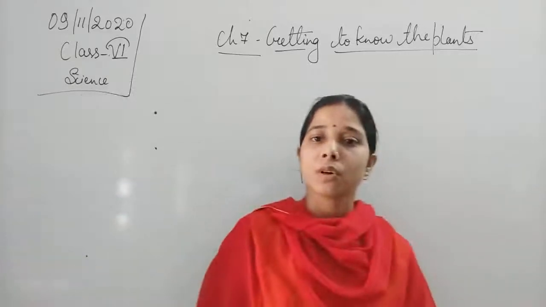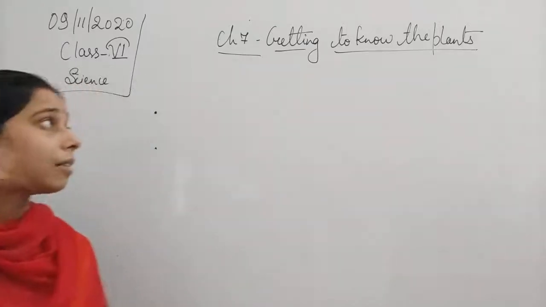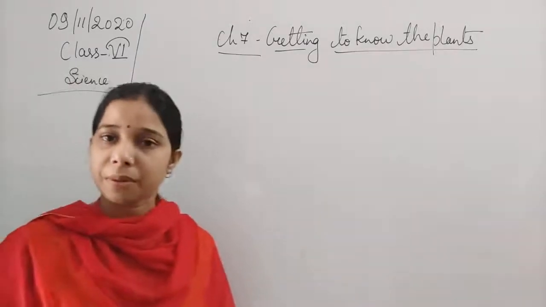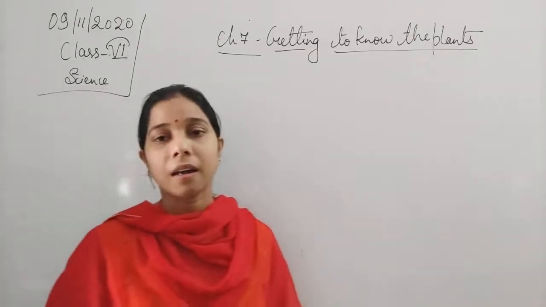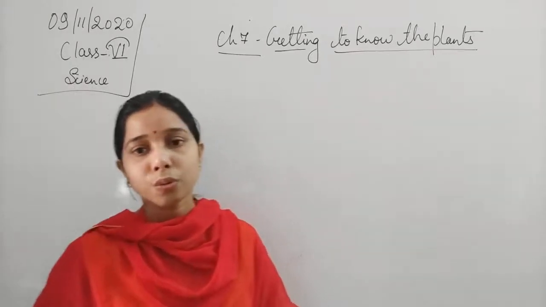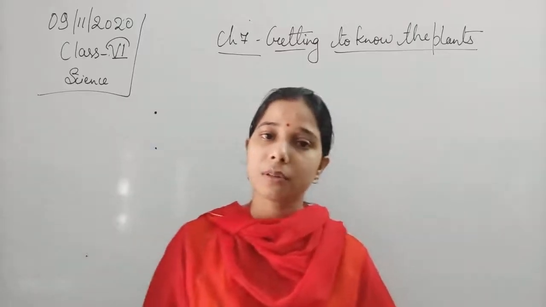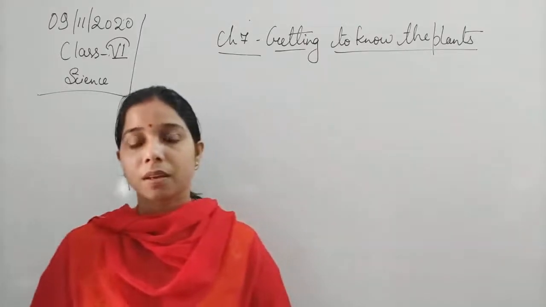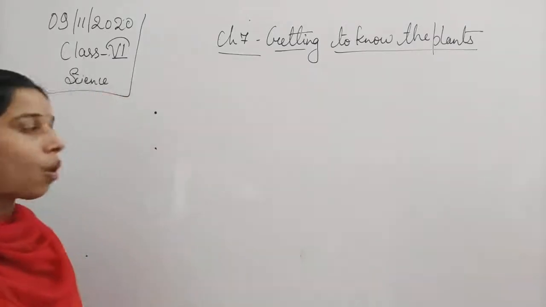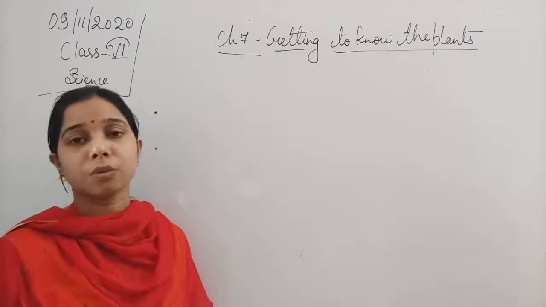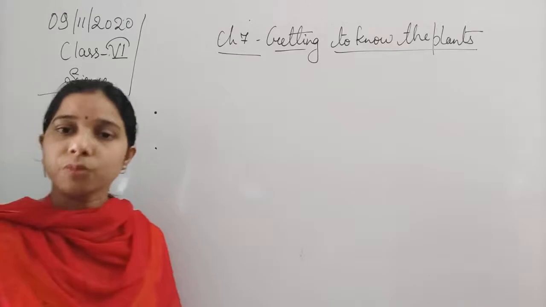Hello students. So students, in the previous class, in the chapter Getting to Know the Plants, we were talking about the different parts of the plant. You all know that plants are basically divided into two systems: one is the root system, and the other is the shoot system. The root system includes the roots of the plant, and the shoot system includes the stem, branches, flowers and fruits.